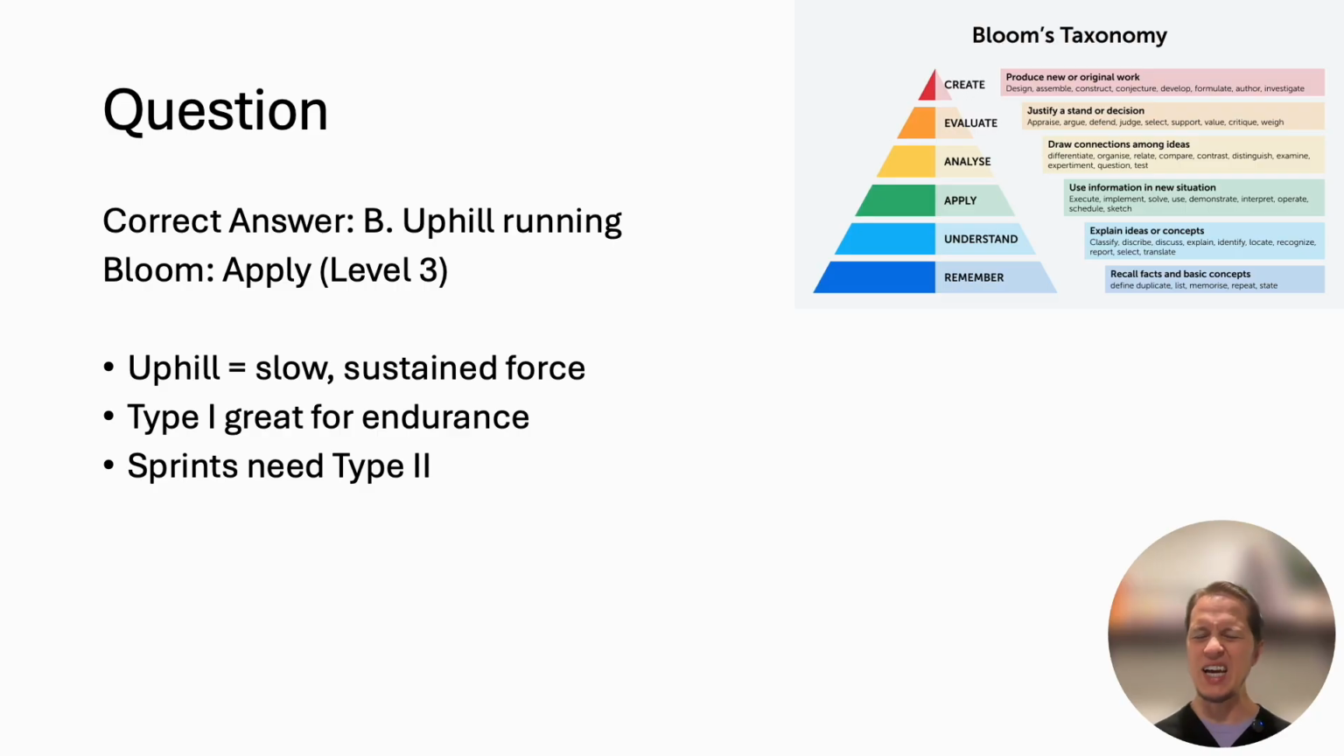And this is going to be an apply level, like apply the knowledge that you've learned to this question, a level 3. Uphill running demands, so to speak, sustained but yet oxidative effort, not glycolysis. You need a lot of oxygen going up a slow, steady hill. That is perfect for type 1 fibers. Sprinting, by contrast, depends on type 2, fast twitch power. So we're going to cover this all in this course as you progress through, but that is why this answer is correct.